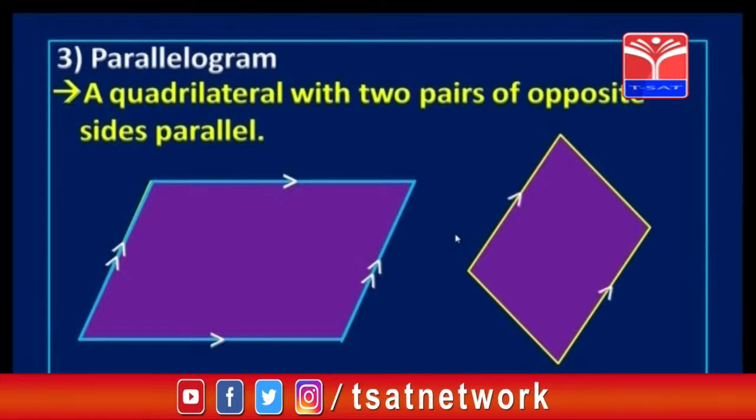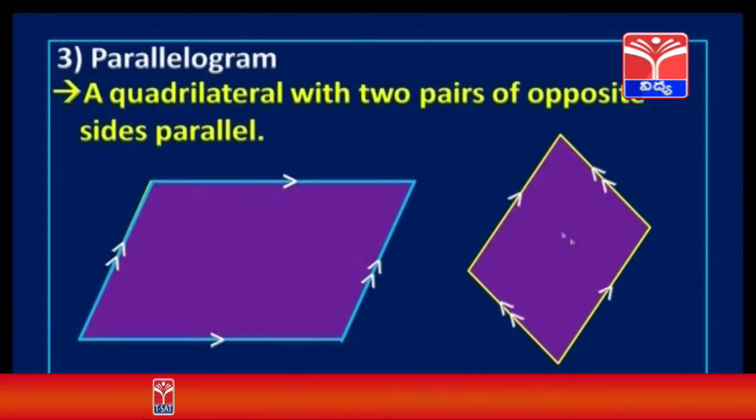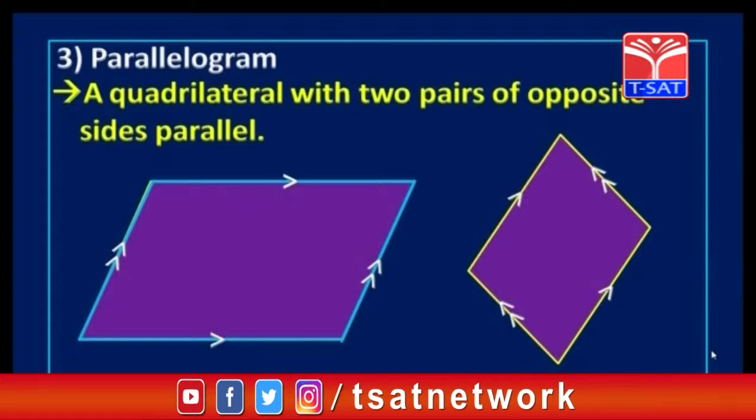I am taking another parallelogram here. Yes, these two sides are parallel to each other, these two sides are parallel to each other. From this what you can understand, children? A quadrilateral with two pairs of opposite sides parallel is called a parallelogram.